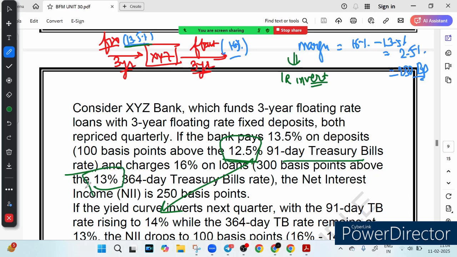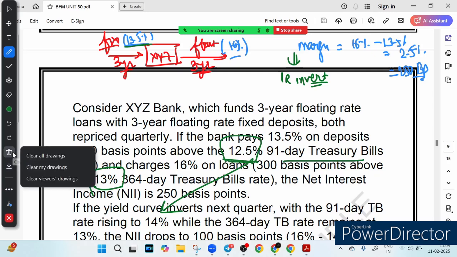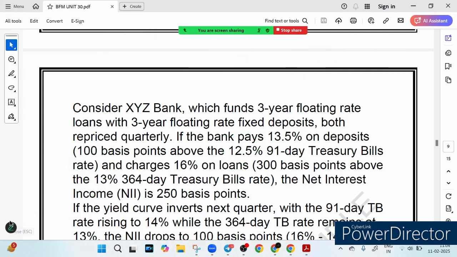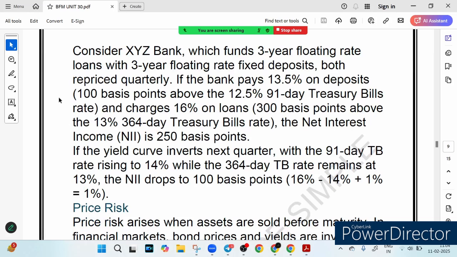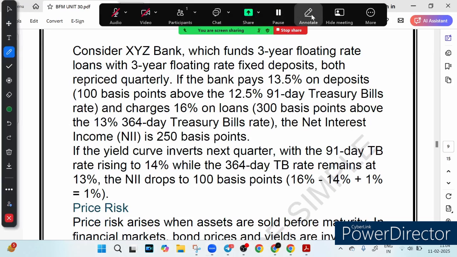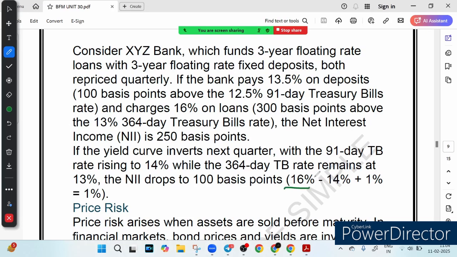Now the bank's profit margin shrinks to just 1%. Right now it is 2.5%, but afterwards it will shrink to just 1%. So you can see how it is done. Our lending rate is 16%, and the deposit rate rises to 14% plus 1%. So net interest income drops by 100 basis points.